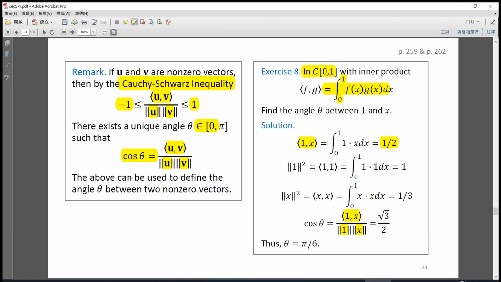And next, we compute the square of the norm of 1, which equals 1. And we compute the square of the norm of x, which equals 1/3. And therefore, cosine theta equals the inner product of 1 and x divided by the norm of 1 times the norm of x, which equals the square root of 3 divided by 2, and theta equals pi divided by 6, which is the angle between 1 and x.